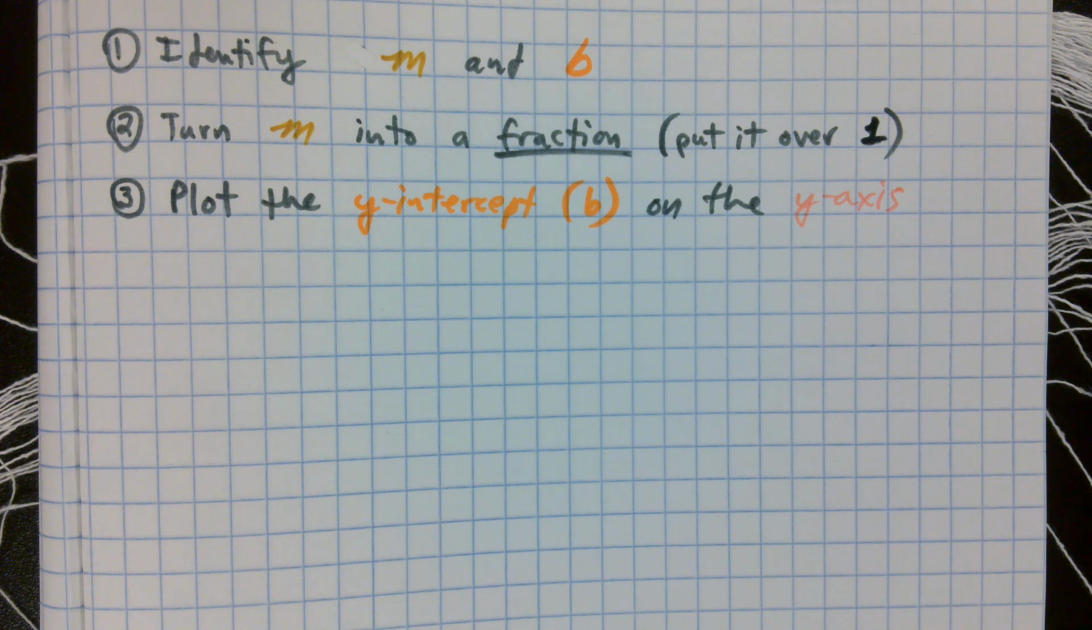If the B that we identified in step 1 is 3, we find positive 3 on the y-axis and make a point. If it's negative 5, we find negative 5 on the y-axis and make a point right there. That's going to be our starting point on our graph.